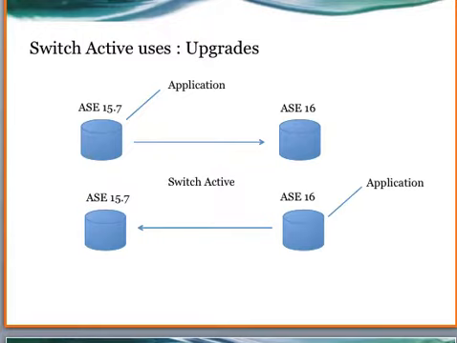So in our diagram above, the application is using 15.7 database. We want to upgrade to a 16 data server, so we set up warm standby replication to the new database. We perform switch active to make the ASE 16 database the active side, and the application starts using the ASE 16 database. The replication back to the 15.7 database provides all the latest data to facilitate midweek rollback if needed. This is usually only for critical applications which cannot afford extended downtime if midweek rollback is required.